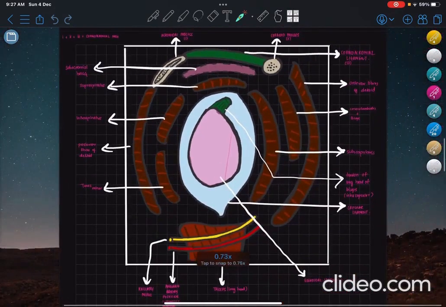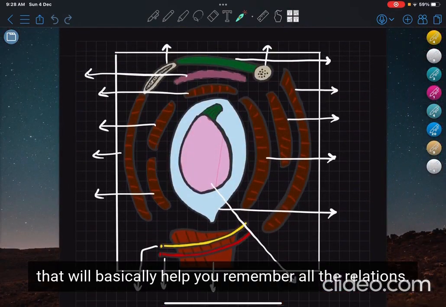If you want, you can revise all these labelings using this diagram here, and that will basically help you remember all the relations.